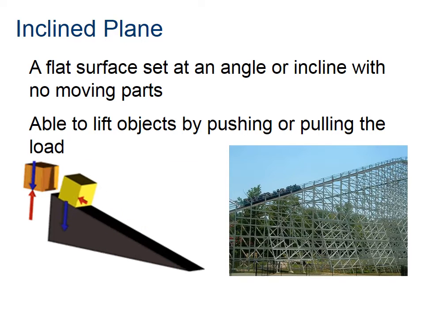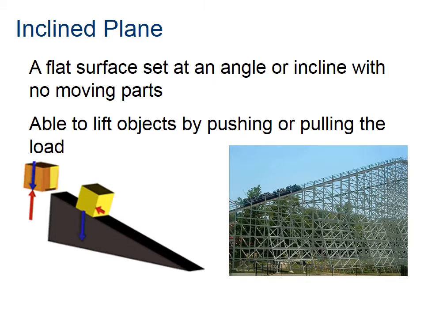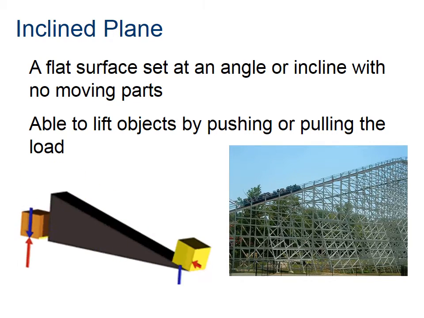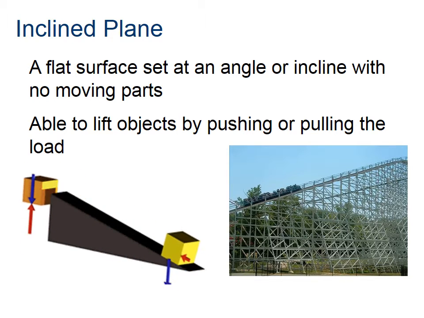So let's get a look at the three simple machines that we have remaining. So an incline plane is really just kind of a ramp. And what that allows us to do is use a smaller effort force to move a larger weight up some distance. What we give up, though, is we have to push it a farther distance. So let's take a look at an example.